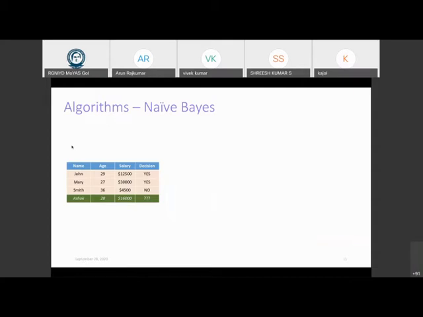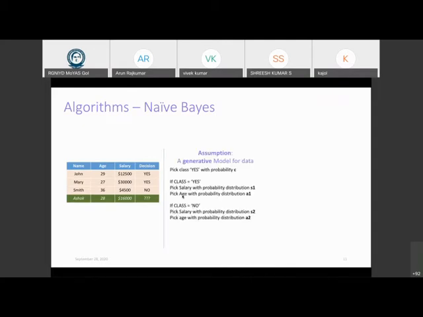Now, one way to model machine learning algorithms is to decide how the data in my history, the historical data that I have, got generated, right? So I want to make some assumptions as to how this data itself was generated. That is what is called generative modeling of data. And this naive Bayes algorithm makes a certain assumption as to how this historical data itself was generated in the first place. And that is a probabilistic assumption. So here is the assumption.